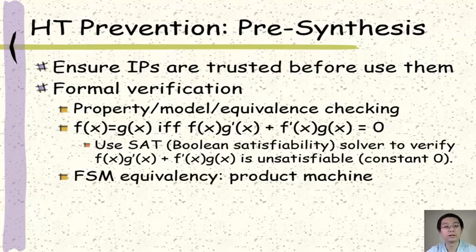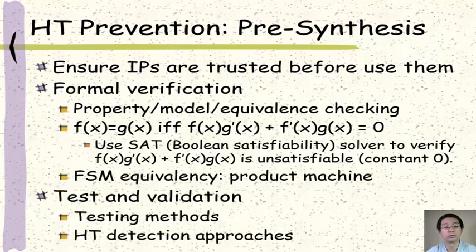On the other hand, instead of doing this as a formal verification problem, we can do this as a standard testing problem. We can test to make sure the delivered IP really meets all the specs. The traditional design testing methods can be used. And more importantly, the hardware Trojan detection approaches we have just discussed can also be used here to ensure that the IPs do not have hardware Trojan.